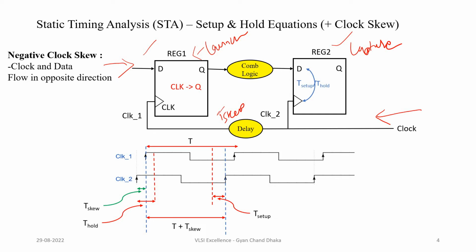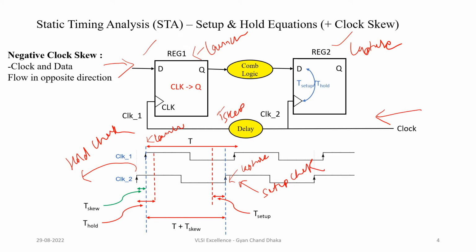If you see through the waveforms, this is clock 1 and this is clock 2. So clock 2's rising edge happens first, and after the T skew time, the clock 1 rising edge happens. So basically data is always launched at this flip-flop, and when it gets captured, this data will get captured at this clock edge. So this is launch and this is capture. And now when the hold check happens, the hold check will happen at this clock edge.